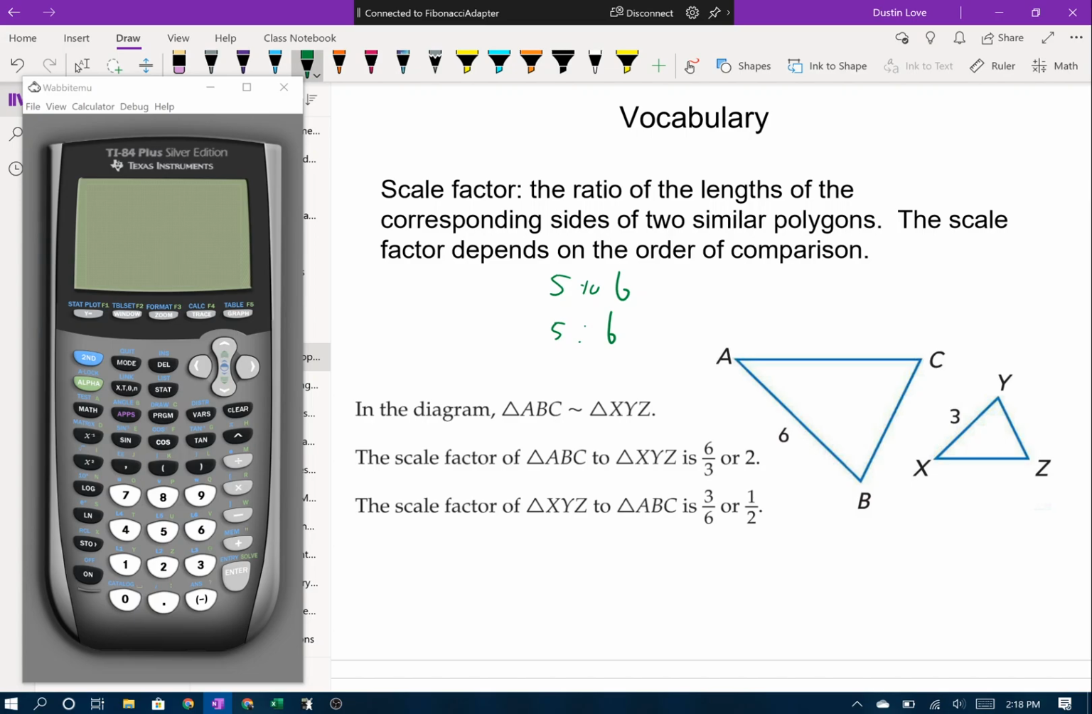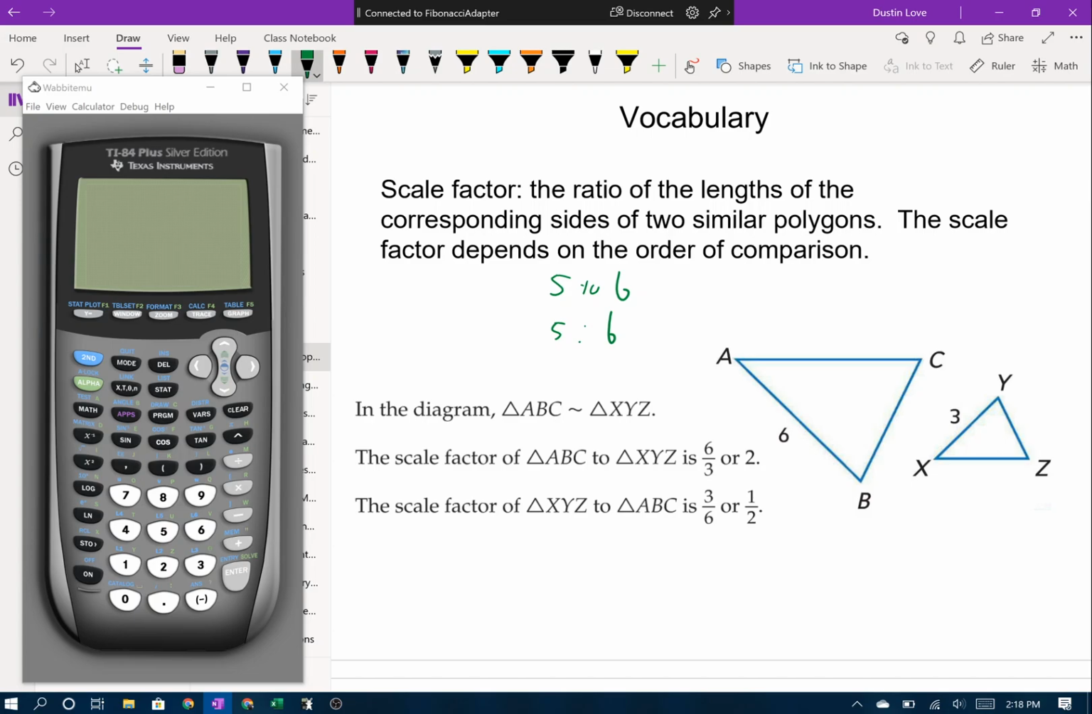Okay, so our diagram, ABC is similar to XYZ. Here I've got ABC to XYZ, so I'm going from ABC to XYZ. And so what that means is whenever I write my ratio, I've got 6 to 3, which is 2 over 1, or 2. Does that make sense, the way that I'm writing that? Yeah. I could say it the other way around. I could say that I'm going from XYZ to ABC. In that case, I've got 3 to 6, which is 3 over 6 or 1 over 2. Just follow your directions there, okay? All right.